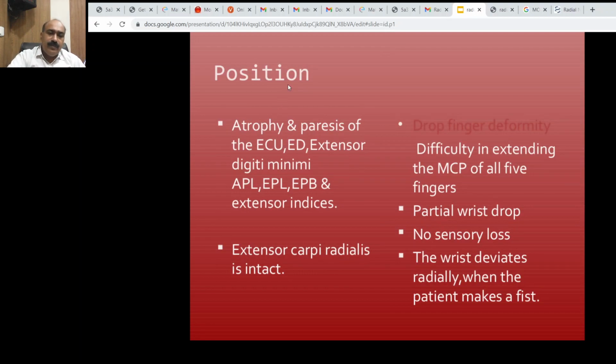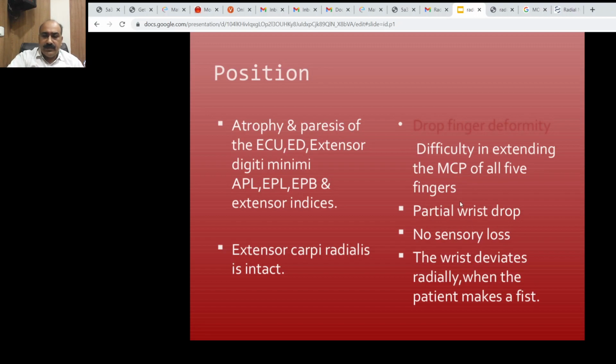Here, in the position of the limb, the patient will have atrophy and paresis of the extensor muscles. Extensor carpi radialis will be spared as it is supplied at a higher level. There will be difficulty in extending the fingers at the MCP level. The patient will have partial wrist drop as extensor carpi radialis longus is spared but brevis is involved, so wrist extension will be weak. There will not be any sensory loss.